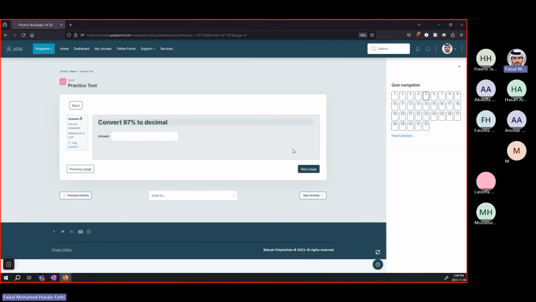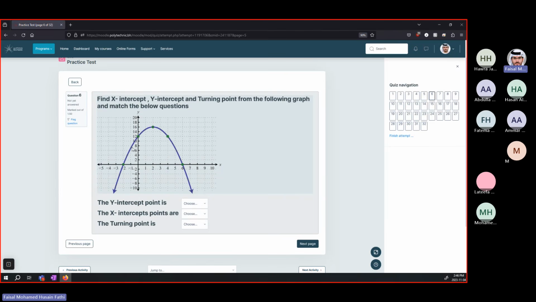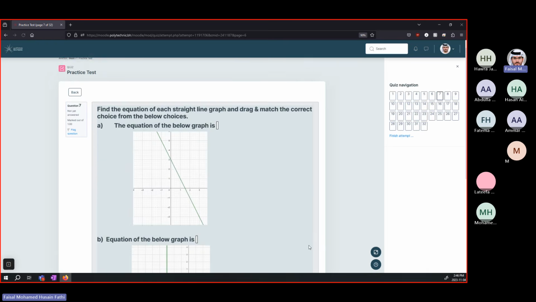Convert 97% to decimal. You guys should know that already. Here it is asking you the y-intercept, x-intercept, turning points. You should understand what that means from the graph. The y-intercept is intersecting the y-axis, the x-intercept is intersecting the x-axis, and the turning point is the point in the middle here. You just take the point. So for example 216 is the turning point in this case.